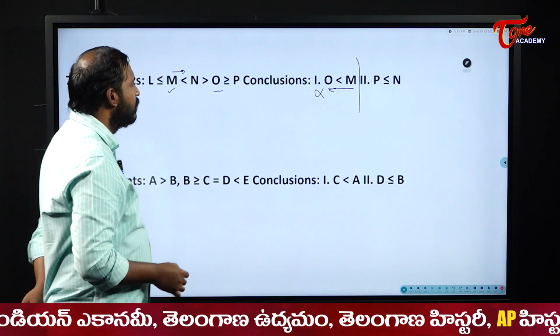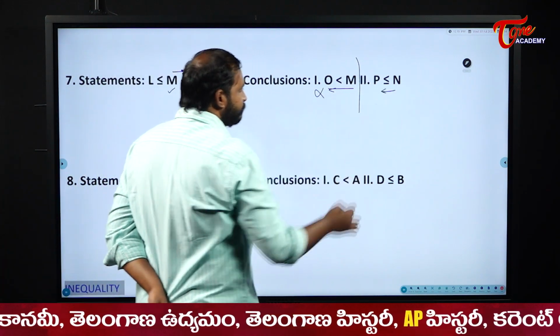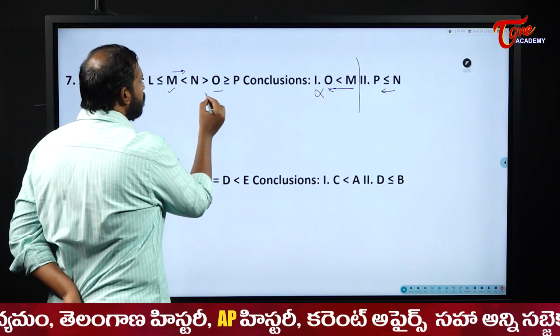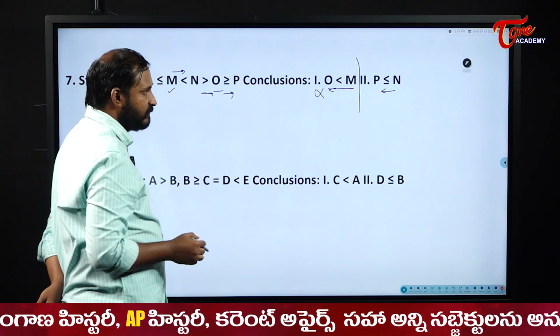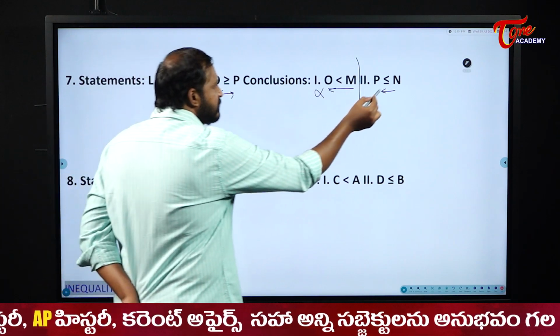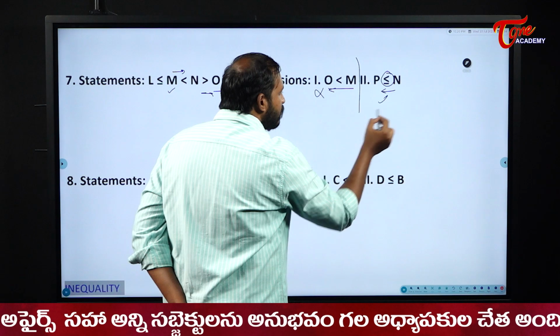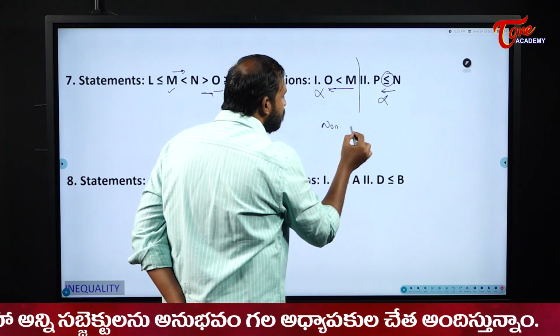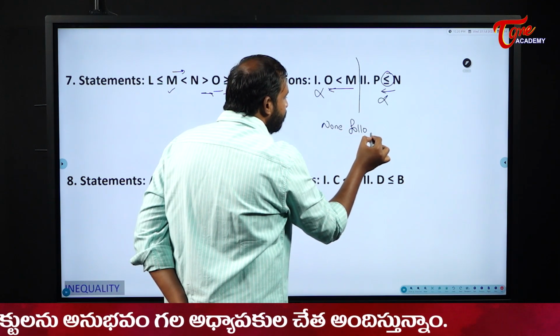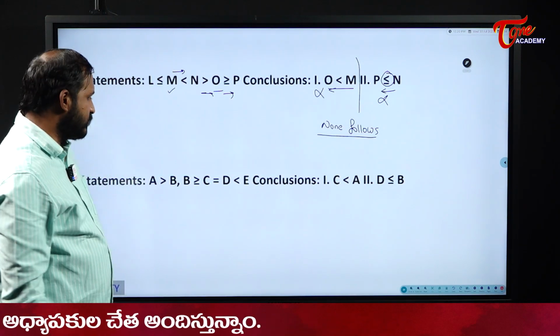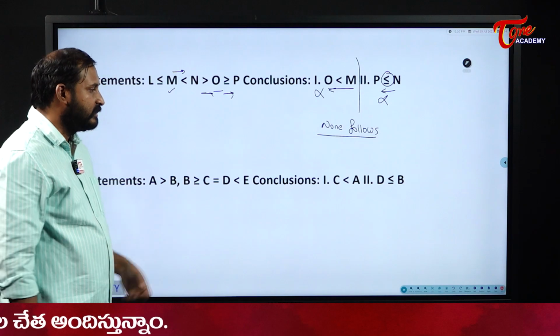Next, N to P. I should travel from N to P. N to O I can go, yes. O to P I can go, yes. But throughout my journey I should have these semi openings only, right? But I have a perfect opening. Because of that reason, this one also is wrong. So here what will be my answer? None follows.